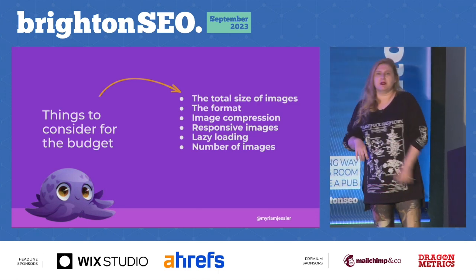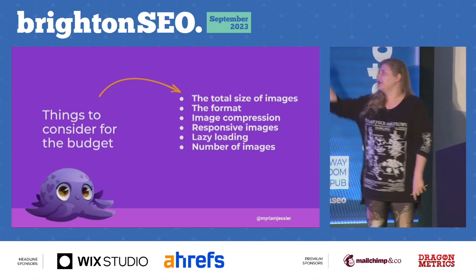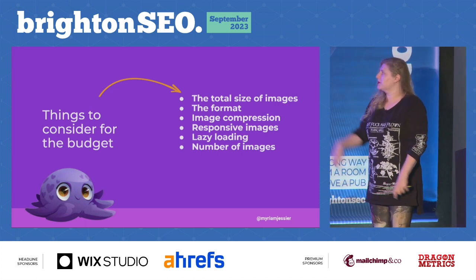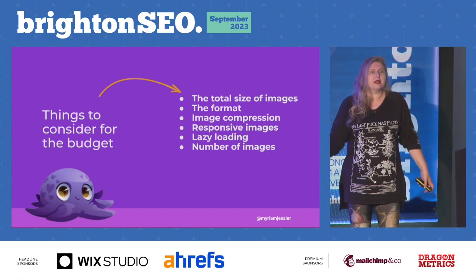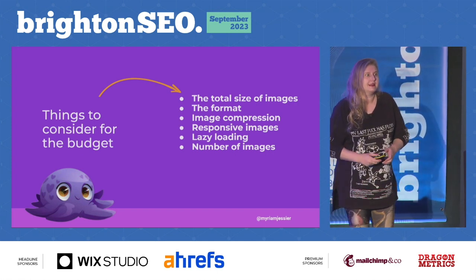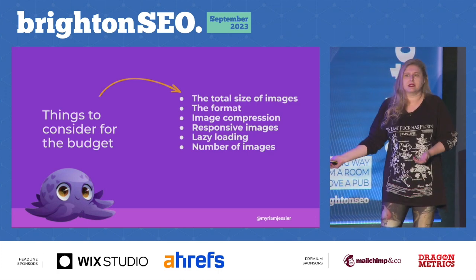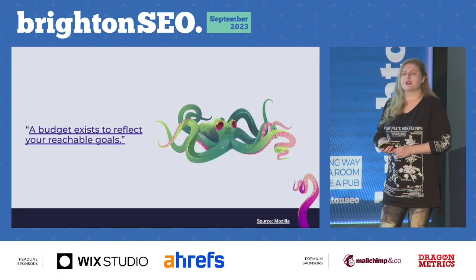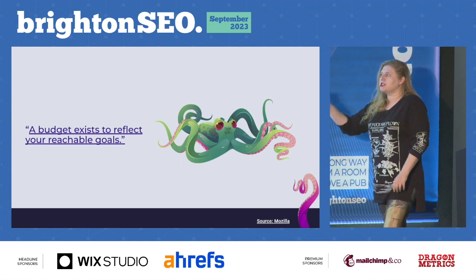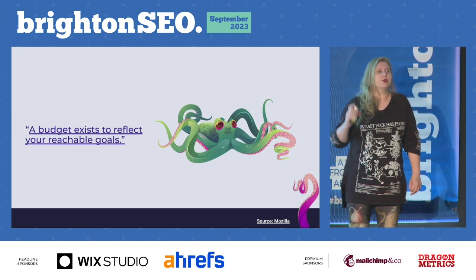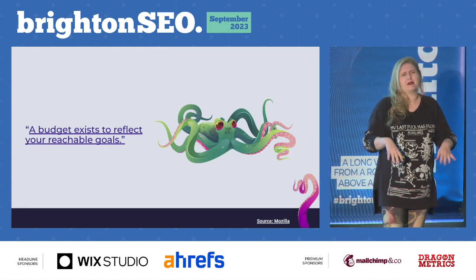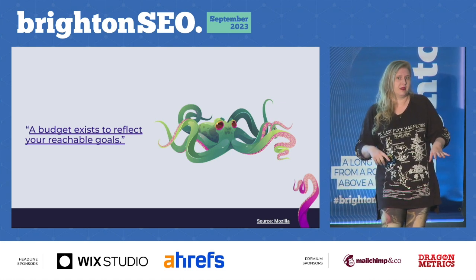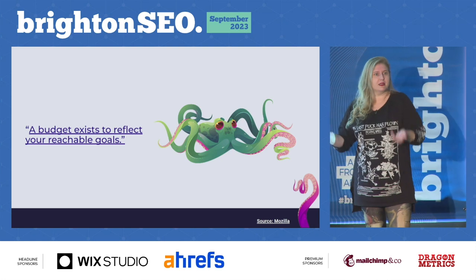The total size of images. Hey, you already do that in your audits. The format, you already do that. Image compression, responsive images, lazy loading, number of images. You already do all of this, and yet people don't necessarily take you seriously or want to make an effort to optimize images. So a budget exists to reflect reachable goals, because all the time we get told, yeah, that's not a priority, we can't do that right now, it's going to cost too much. Let's stop that and actually set a limit for real.